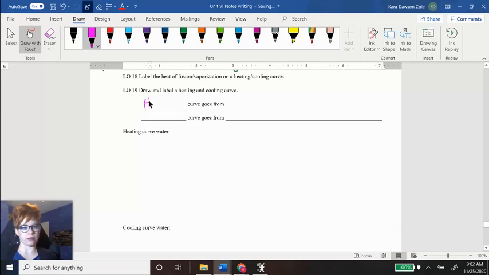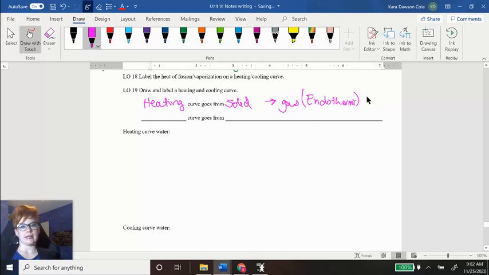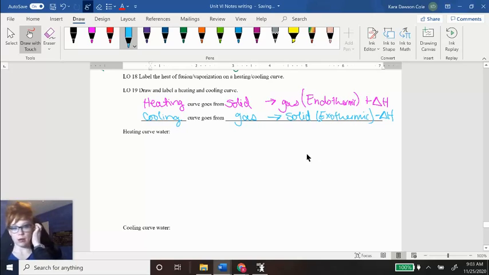A heating curve is going from a solid all the way to a gas. It is an endothermic process, and it has a positive delta H. A cooling curve goes from a gas to a solid. It is exothermic, and it is a negative delta H. So I'm only going to do one of these, and then you can do the other one. I'll do the heating curve, and then you can draw the cooling curve in.